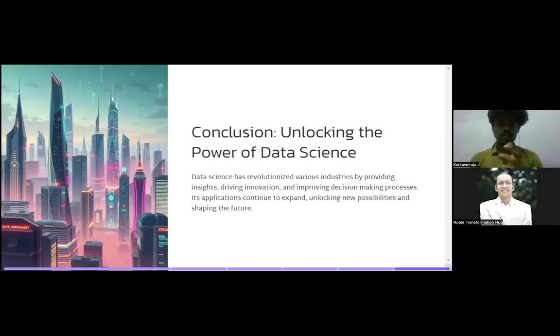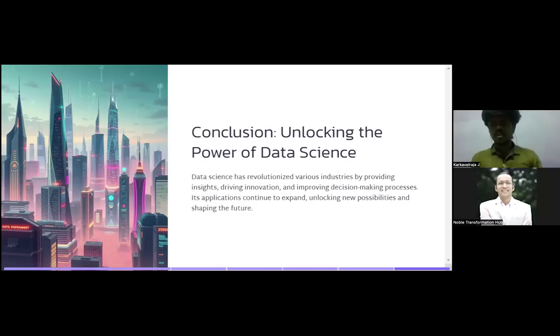Conclusion: unlocking the power of data science. Data science has revolutionized various industries by providing insights, driving innovations, and improving the decision-making process. Its applications continue to expand, unlocking new possibilities and shaping the future. Yeah, we all know, right? So yeah, that's the thing, guys.